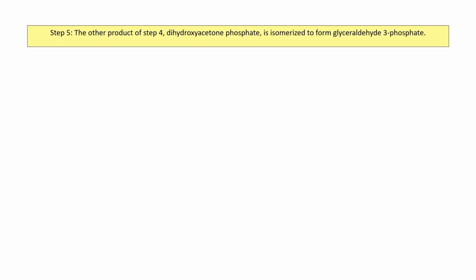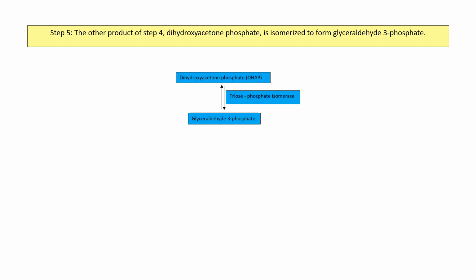In step 5, the other product of step 4, dihydroxyacetone phosphate, is isomerized to form glyceraldehyde 3-phosphate. Dihydroxyacetone phosphate in the presence of the enzyme triose phosphate isomerase isomerizes to glyceraldehyde 3-phosphate.